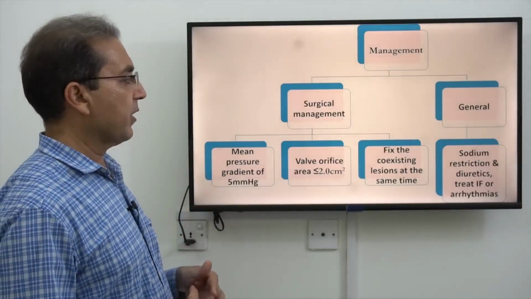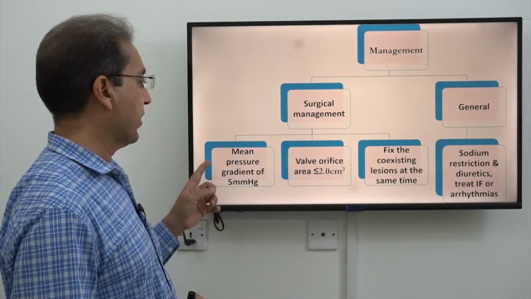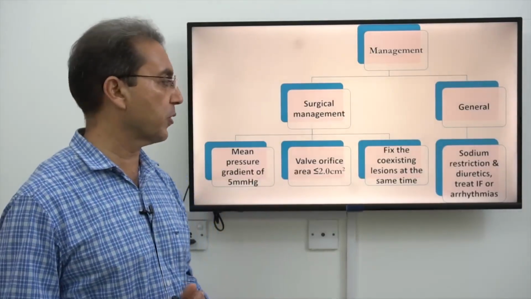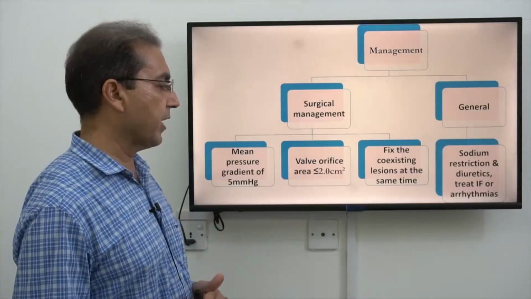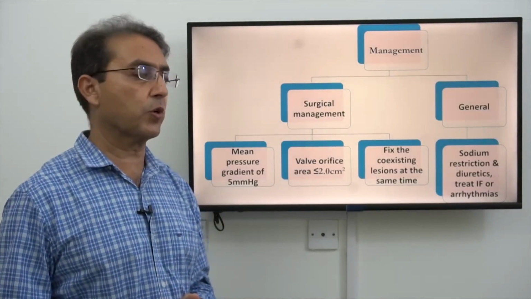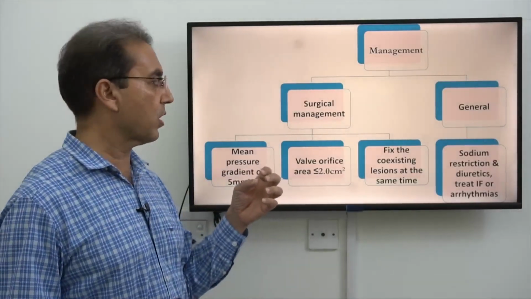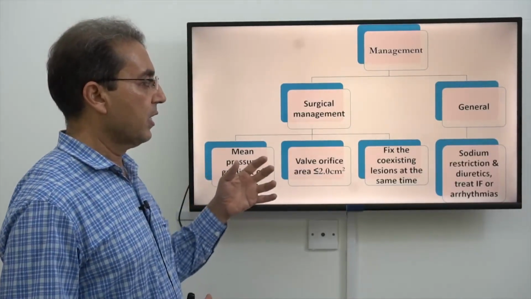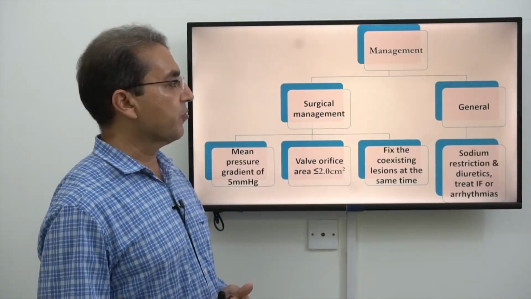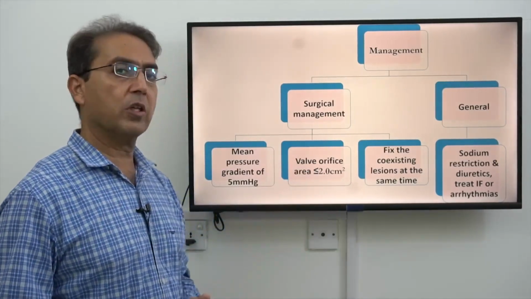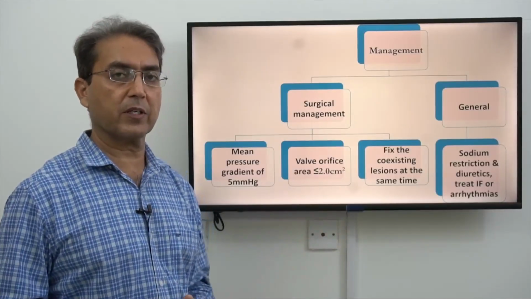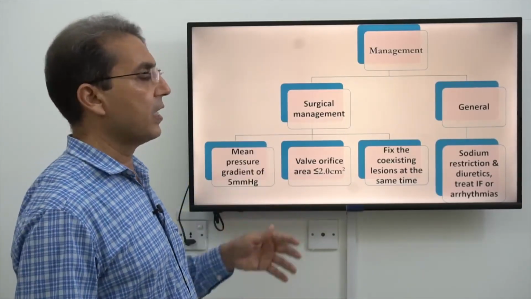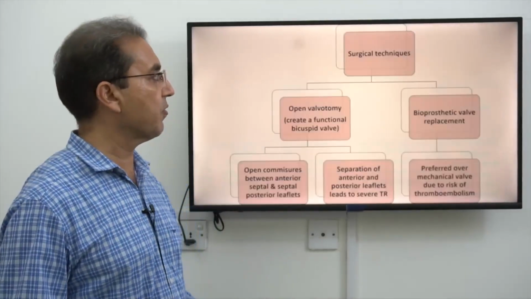Surgical management. When we go for surgical management, the indication is if the mean pressure gradient between the right atrium and the right ventricle exceeds 5 millimeters of mercury, or if the valve orifice area is less than or equal to 2 centimeters squared. The area of the valve has become smaller, so we can go for surgical management. And when we treat tricuspid stenosis, we try to fix all the coexisting lesions as well. For example, if there is a mitral stenosis or aortic stenosis, that should be addressed at the same time when we are managing the tricuspid valve.